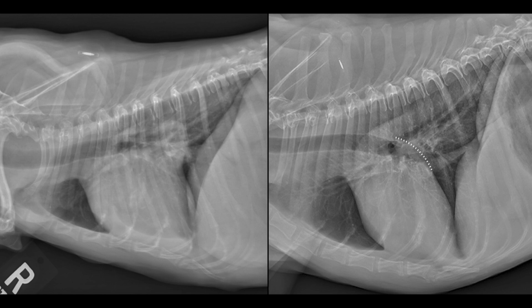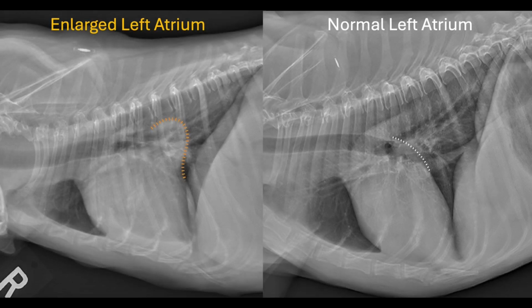Let's look closer at the right lateral view, shown in the left image, compared to a normal canine patient, shown in the right image. The normal craniodorsally tapering margin of the cardiac silhouette or cardiac waist, as noted by the dotted white line in the right image, is lost due to a soft tissue bulge in the region of the left atrium. This soft tissue bulge along the caudodorsal margin of the cardiac silhouette and loss of the normal cardiac waist is highlighted by the dotted orange line in the left image.